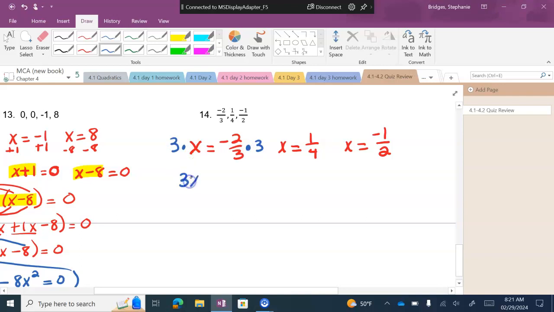So that is going to be 3x. Remember, those 3's cancel, equals -2. How do I make that equal to 0? Add the 2 over. Yep. So this one is 3x plus 2 equals 0. So that's the first one.